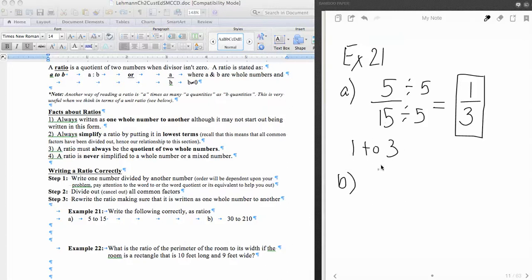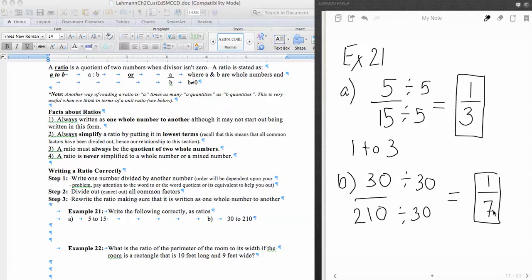Now our next one says 30 is to 210. So 30 over 210. And again, we're going to take out those common factors. The common factor this time is 30. So we're going to divide both the numerator and the denominator by 30, and that's going to give us our ratio. So we have a 1 to 7 ratio in this case. And again, you can leave it written like that, or you could write it as 1 is to 7 as we originally saw it written. So either way.